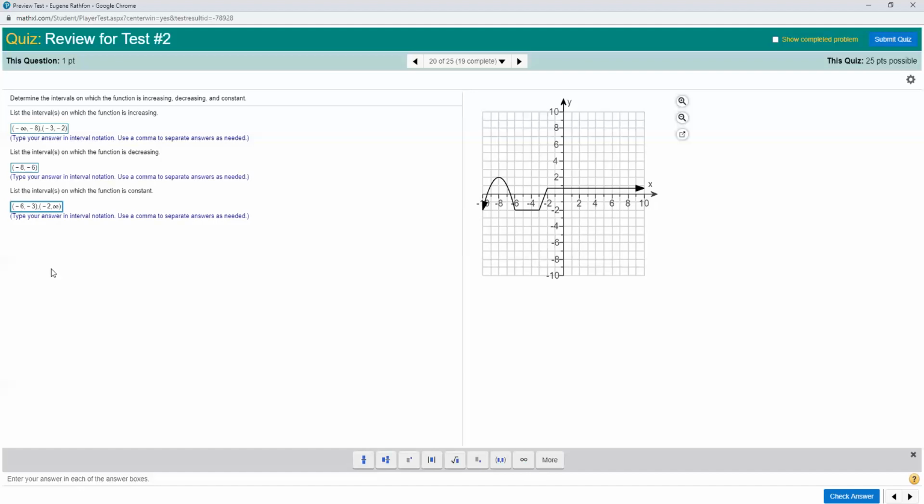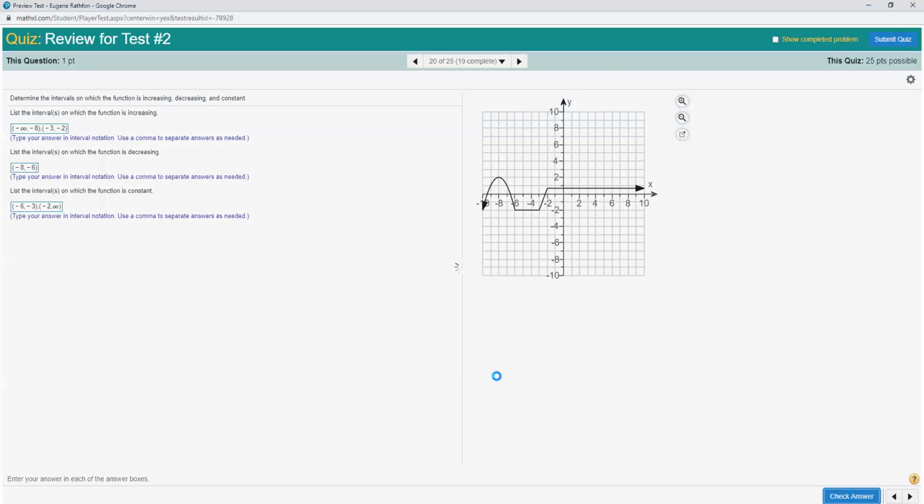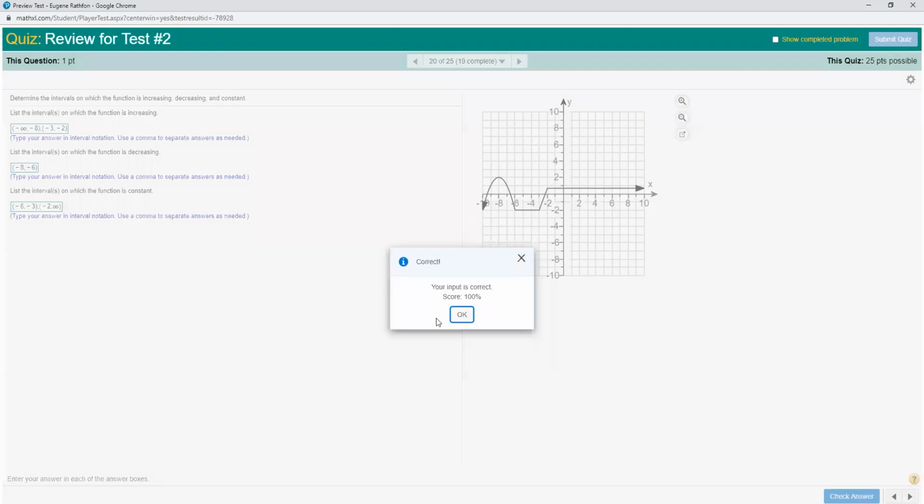All right, let's see. That looked like 2 increasing, 1 decreasing, and then 2 constant. All right, y'all, then you move to the next one. Whoops, I didn't want to do that. I do that every time. I want to go to the next question.